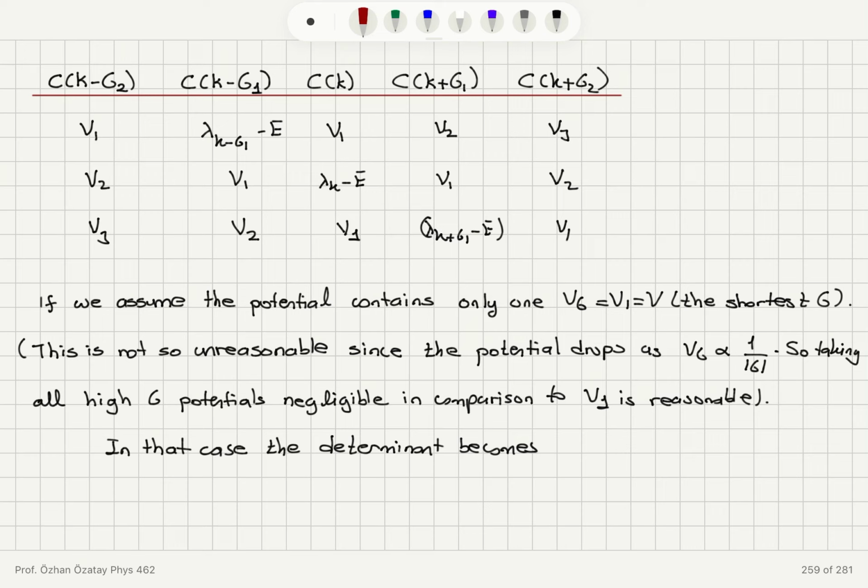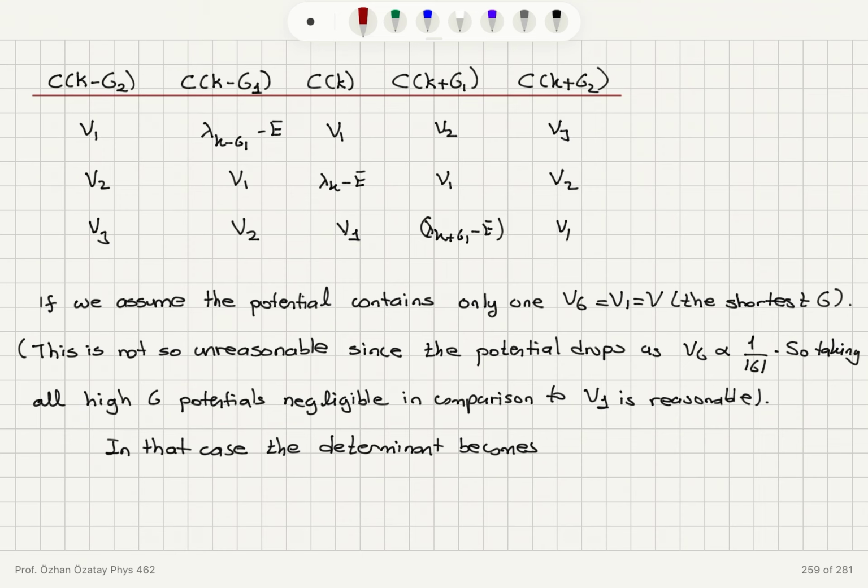So if we assume the potential contains only one significant value, that is V1 equal to V, for the shortest reciprocal lattice vector G, if I go to higher reciprocal lattice vectors, the potential decreases as a function of 1 over G. But that's basically due to the fact that we have the electrostatic potential that decreases as 1 over R. So in the reciprocal space, this will decrease as 1 over the magnitude of G. So we're taking all potentials with higher G values as negligible.